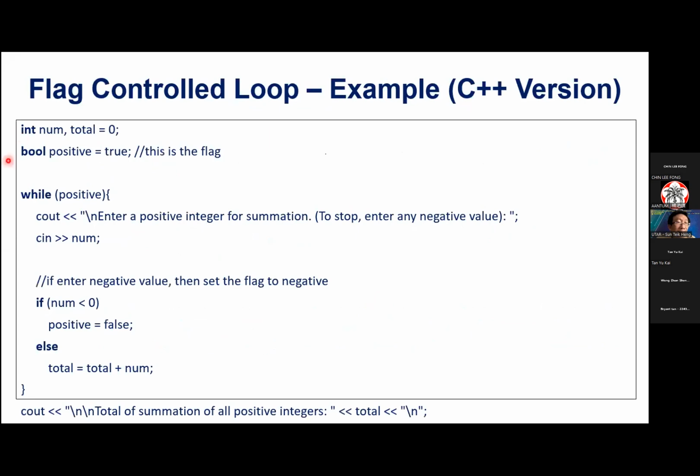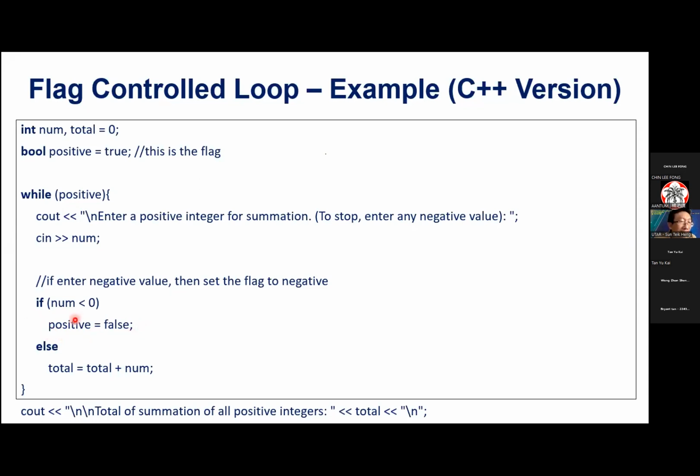So if you look at this example here, now we make the Boolean variable positive true. So while positive is true, this while loop will continue to repeat itself until the variable positive has the value false. That means in your program, you must ensure there must be a point of time where you will be able to set the variable positive to become false.